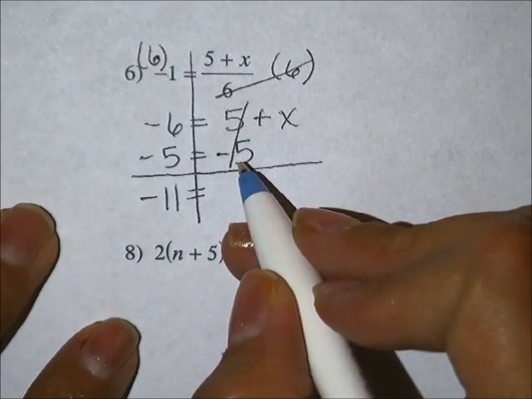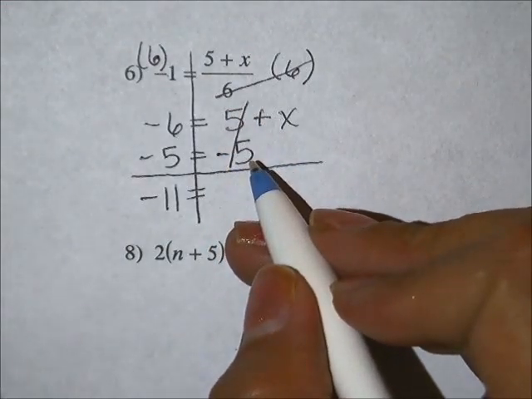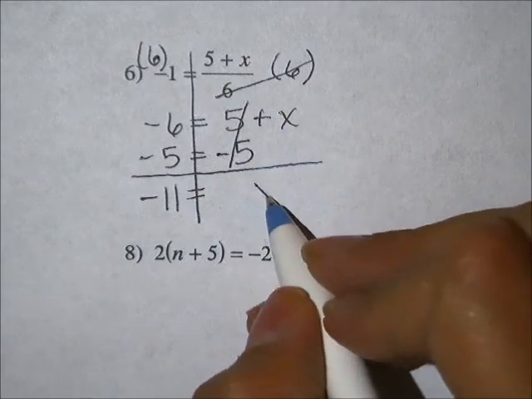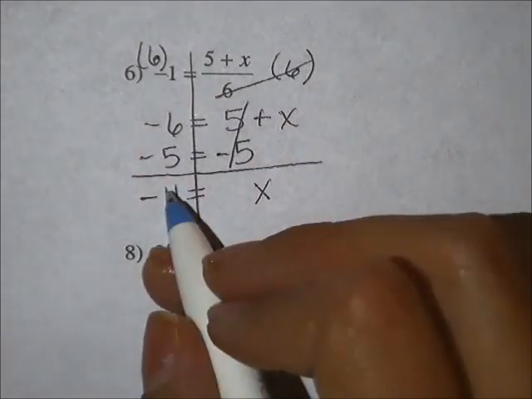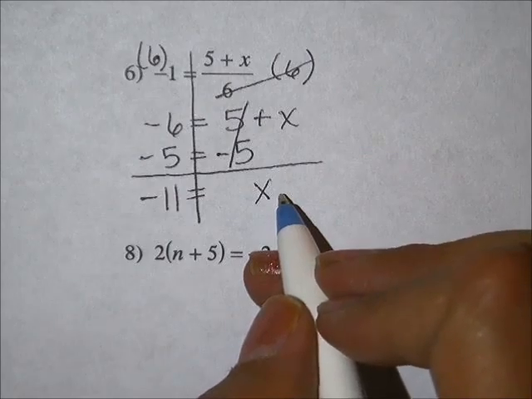Again, the whole point is to get those to cancel out. A positive 5 and a -5 make 0 pairs and you're left with nothing. And the x gets brought down. And you have a -11 is equal to x.